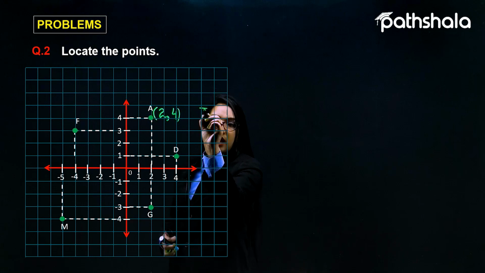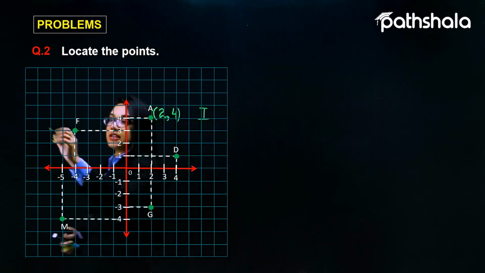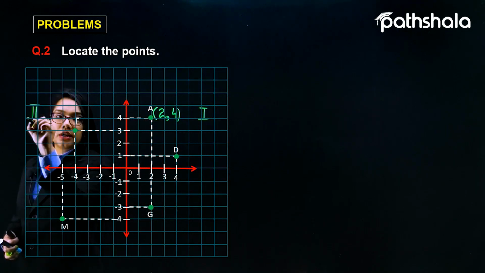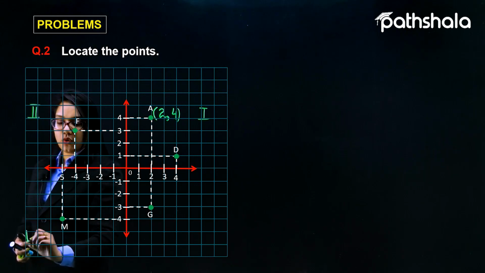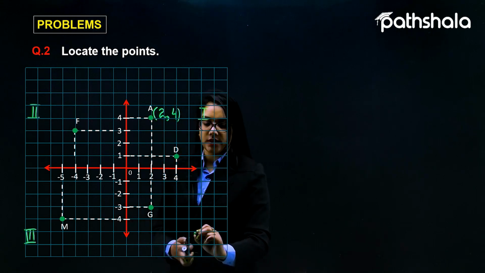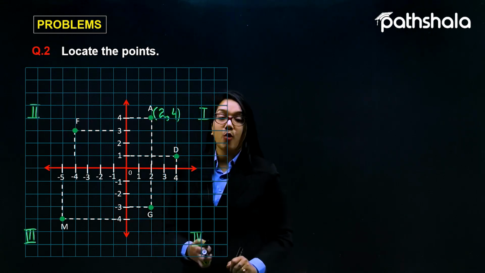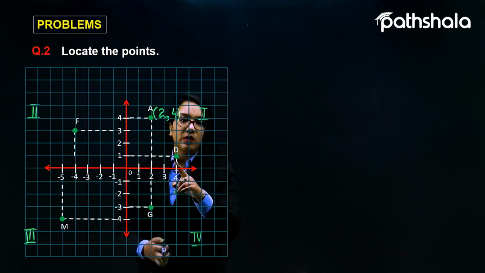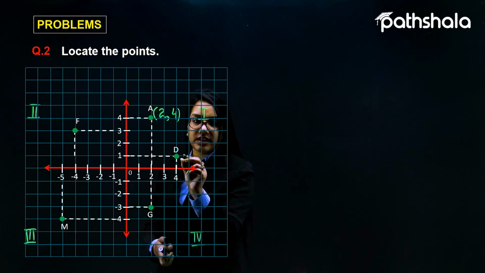So let's talk about the point D, which is also lying in the very first quadrant. As we know that this is our first quadrant, this is our second quadrant, this is our third quadrant, and this is our fourth quadrant. As the point D is also lying in the first quadrant, let's see its coordinates.